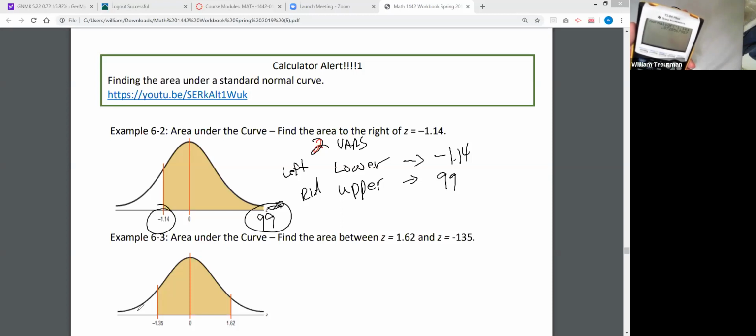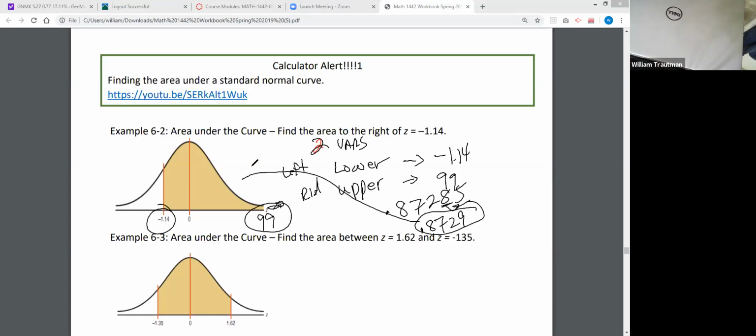0.8729 if I round it to 4 decimal places. So it gives me 0.87285. Look to the right, 5 or more, 0.8729. So 87% is shaded in.